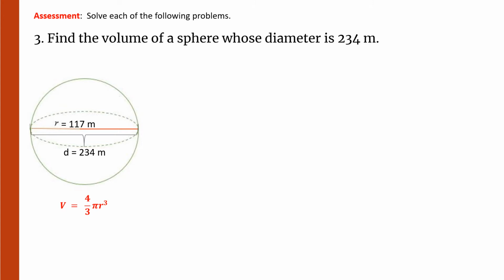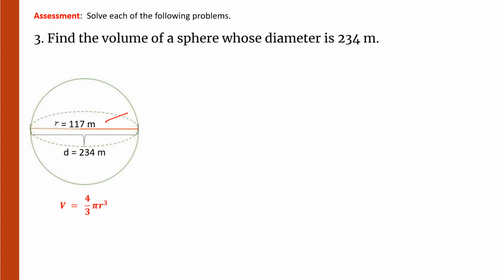Problem number 3, find the volume of a sphere whose diameter is 234 meters. Well, ang ibinigay dito ay shape of a sphere and then ang diameter daw ay 234 meters. Therefore, since diameter ang ibinigay, if you look at the figure, nagkaroon tayo ng 117 meters, being the radius. Saan ang galing yung 117 meters? I-divide yung 234 by 2 kasi diameter ang ibinigay. Kaya naman, ang radius ngayon ay 117 meters.